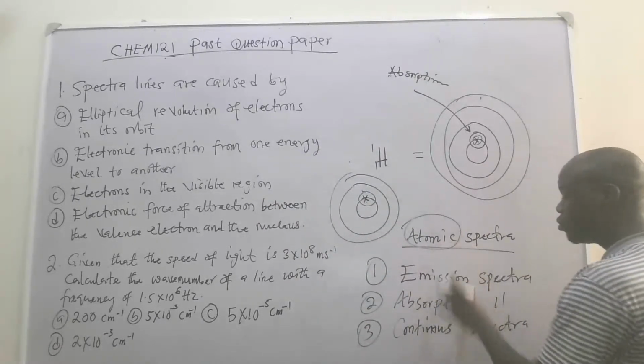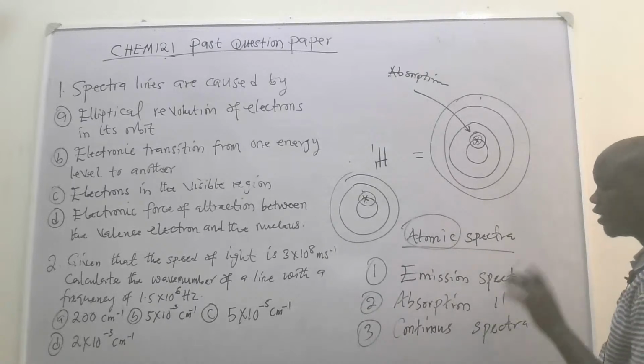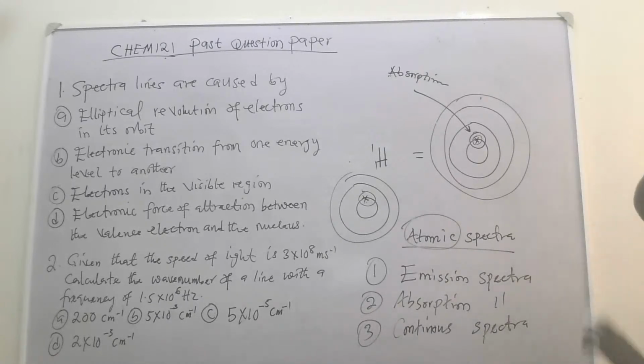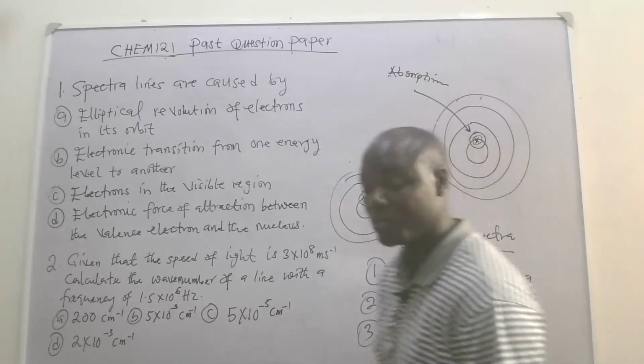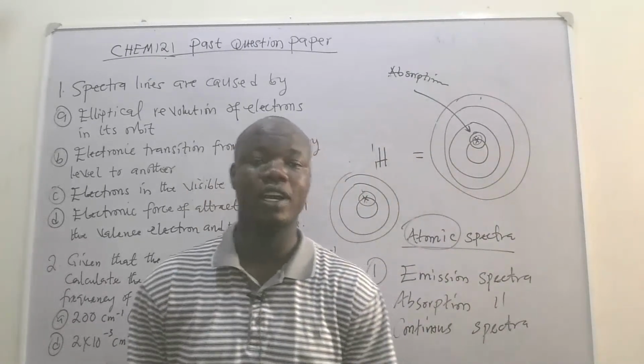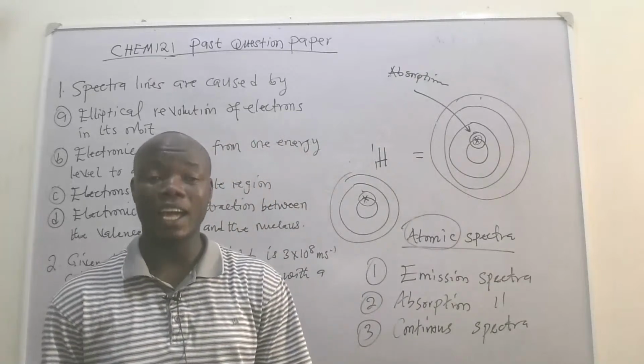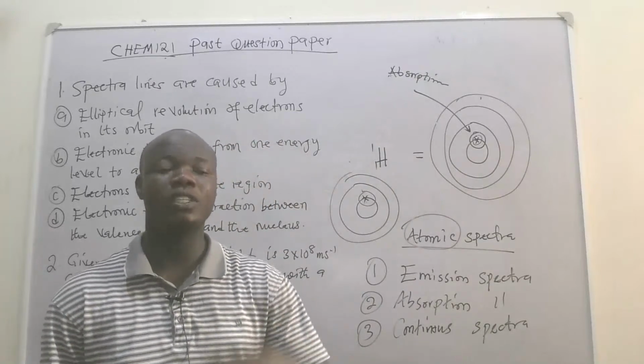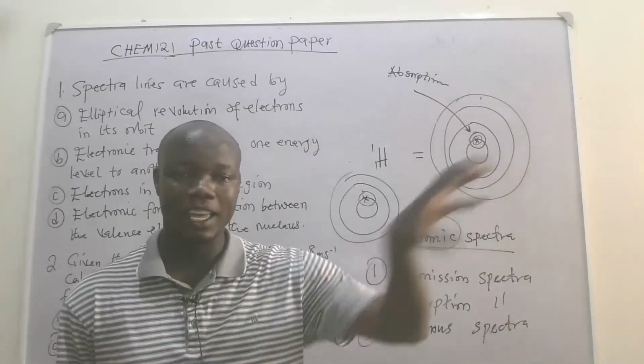So that's why we have two types of spectra. Emission spectra is a type of spectra where energy is emitted. Get it, ladies and gentlemen. In the case of emission spectra, it is a situation where an atom emits energy.